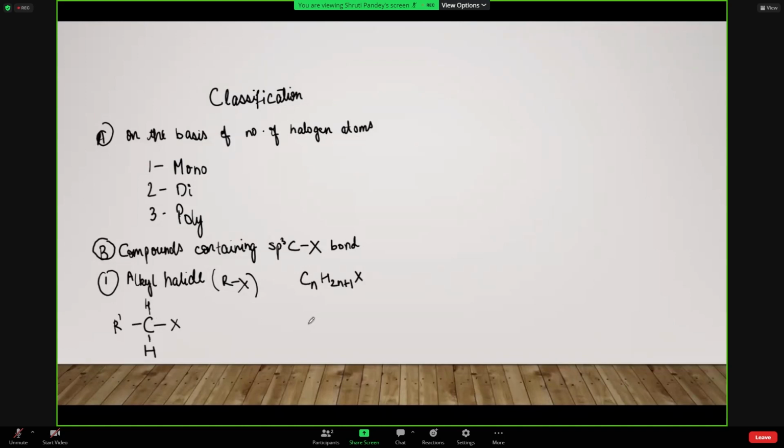ठीक है, this is C, this is hydrogen, this is a group which is R prime, and this is a group which is R double prime. ठीक है, और यहाँ पे halogen है. तो यहाँ पे क्या है कि जो कार्बन है ना, वो सिर्फ एक ही हाइड्रोजन से अटैच्ड है और बाकी जो दो हैं वो हमारे एल्काइल ग्रुप से, मतलब R प्राइम और R डबल प्राइम.